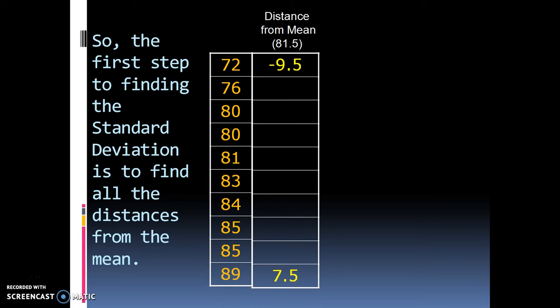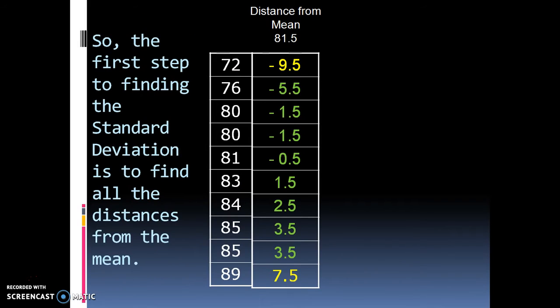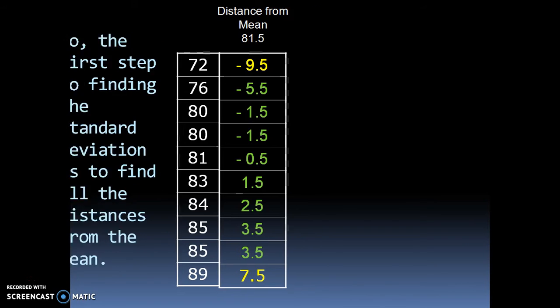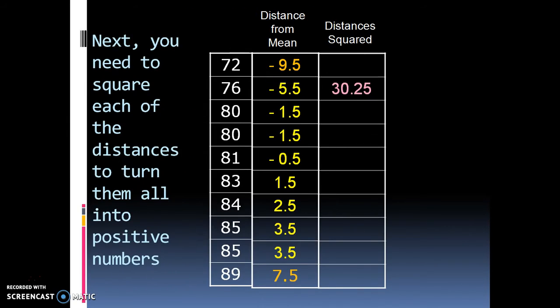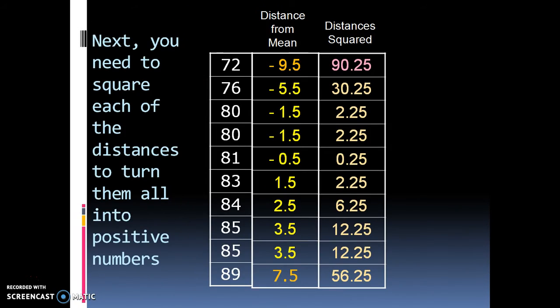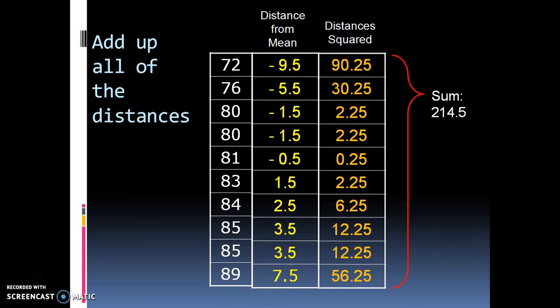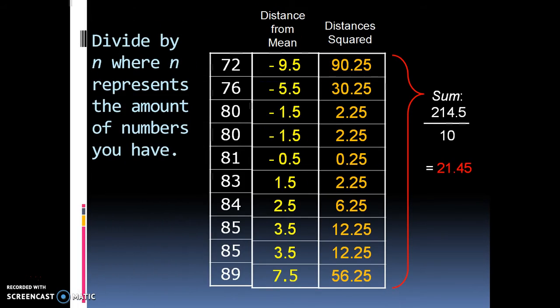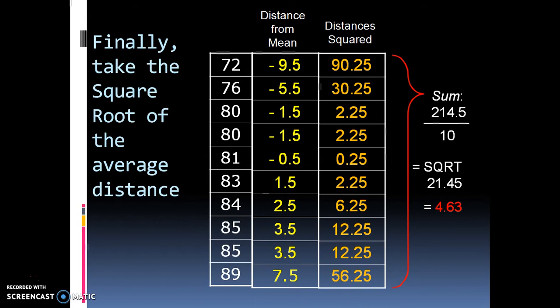Now, if you take all of those scores and measure how far away they are from the mean, you will have this list of distances from the mean. And so what we do to figure this out is we square each of the distances, turning them all into positive numbers, and then we list them, add them together, take the average, and take the square root of that average.